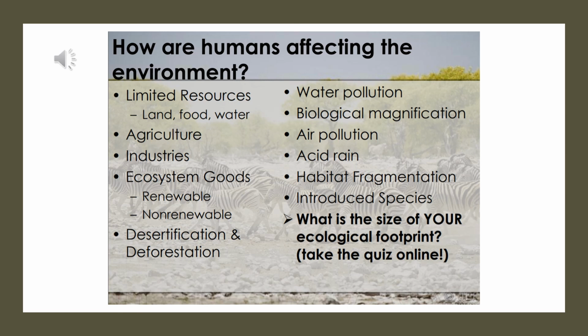How are humans affecting the environment? Well, here's a list. Limited resources, land, food, and water. Agriculture. Industries, ecosystem goods, renewable and non-renewable, desertification and deforestation, water pollution, biological magnification, air pollution, acid rain, habitat fragmentation, and introduced species. There's a few of these on here that I'd like to get into in more depth.